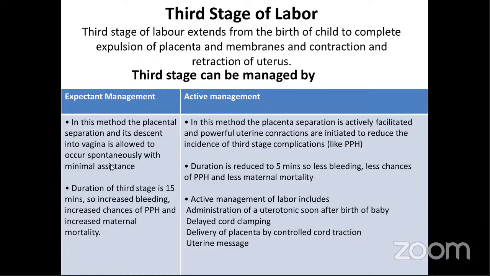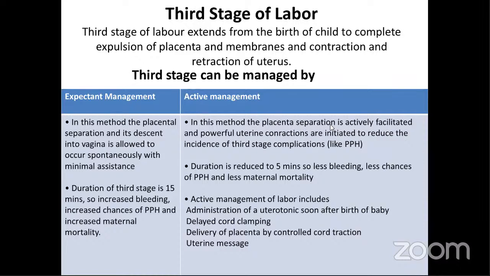In expectant management, the placental separation and its descent into the vagina is allowed to occur spontaneously, without any assistance or with minimal assistance in helping it to be delivered. The duration of the third stage is 15 minutes with expectant management. There are increased chances of bleeding, increased chances of PPH, and increased maternal mortality that have been observed with expectant management. So the routine recommendation for management of the third stage of labor is now active management of the third stage. What do we mean by active management?